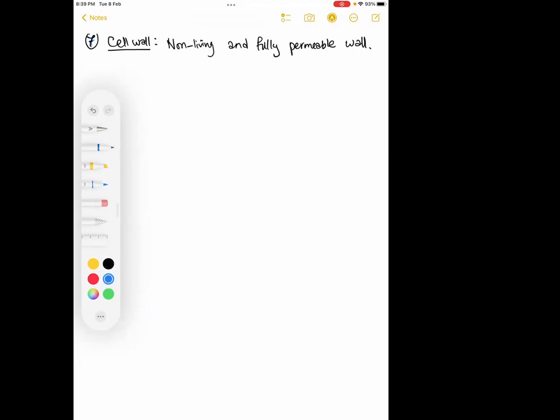Its function is that it protects the cell from injury, gives it its shape and maintains the turgidity. Okay, that's it.